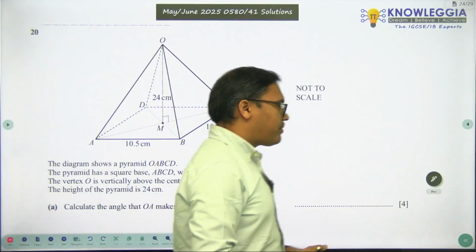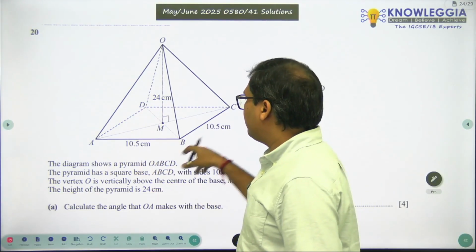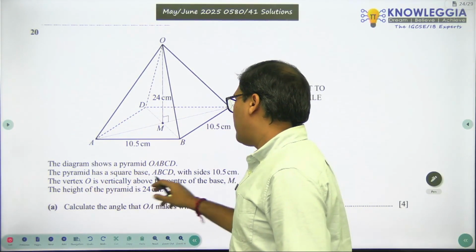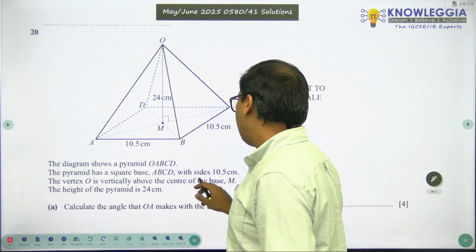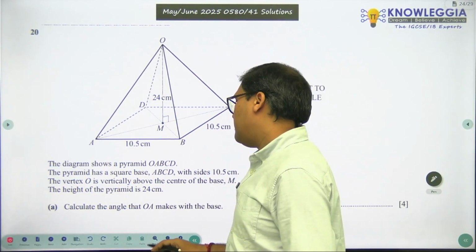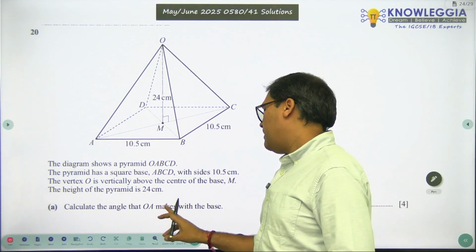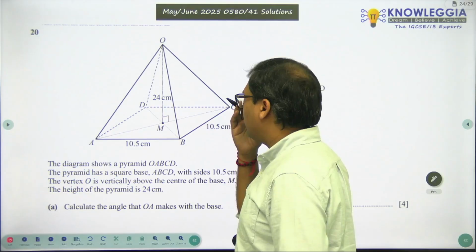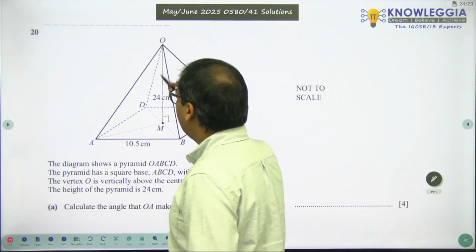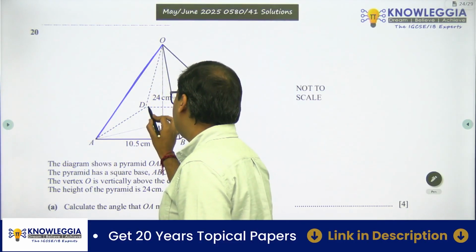Now the next part. The diagram shows a pyramid. You can see this is a pyramid. Okay. Square base, that is this is a square and the sides are given to you. O is vertically above the center, and the height is 24. Find the angle OA makes with the base. So what is the angle which is made by OA with the base? So you can see this is OA and this is the base.